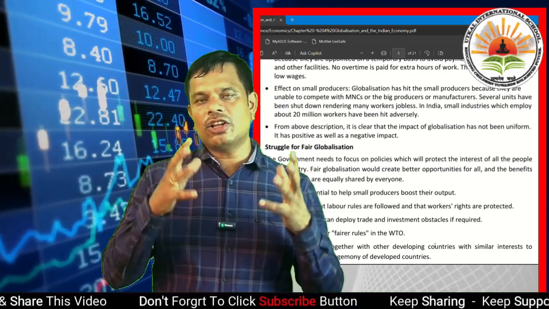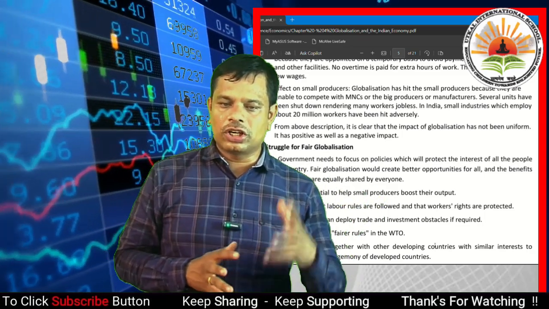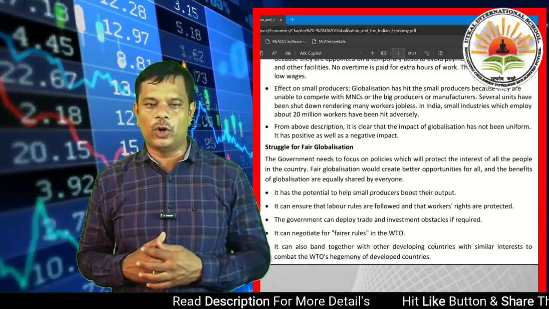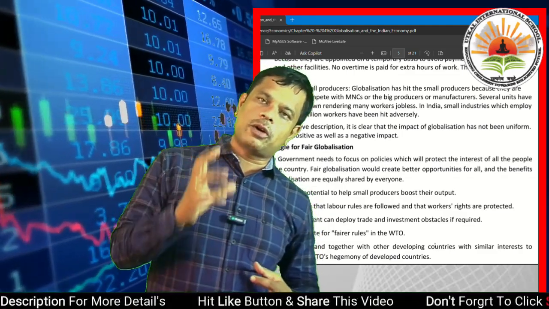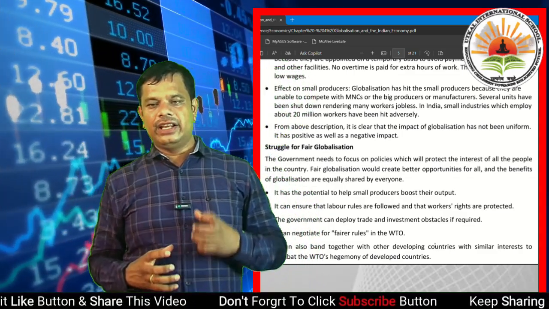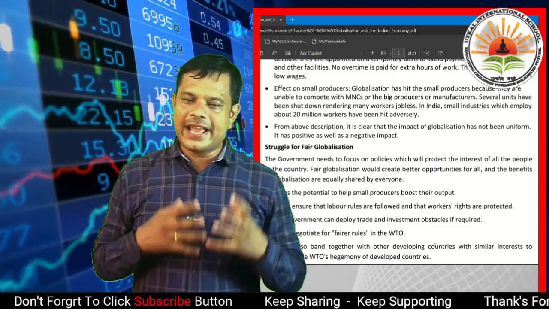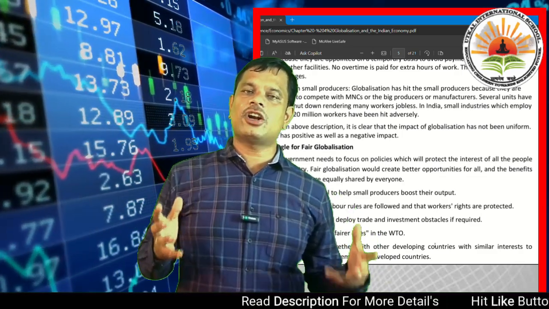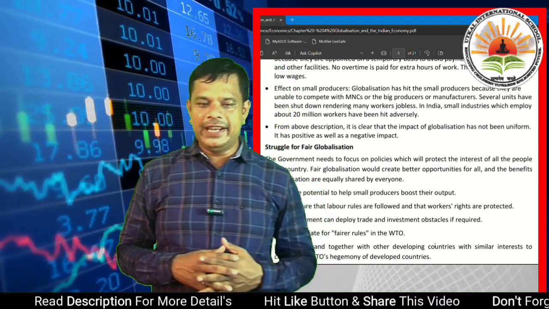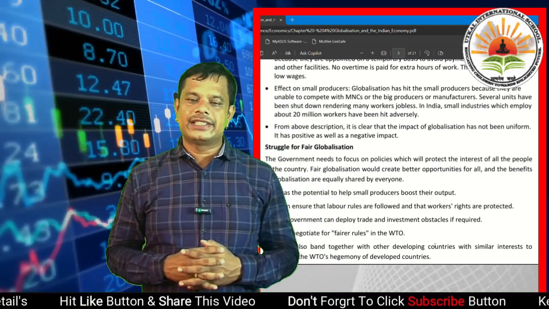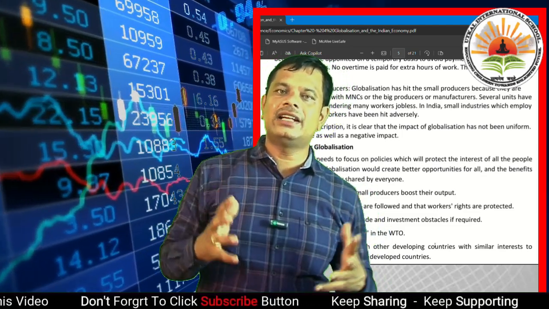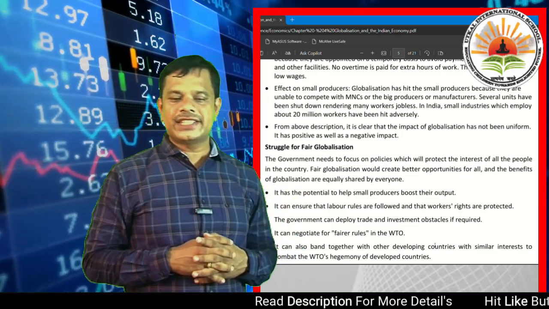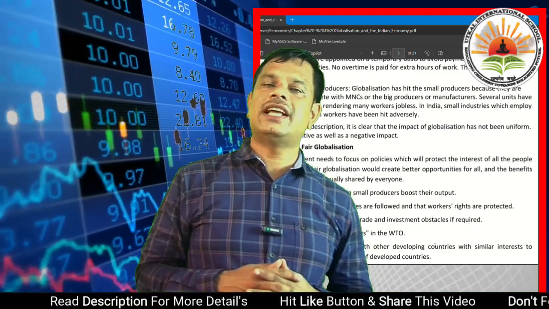Dear students, what are the requirements for fair globalization? The government needs to focus on policies which will protect the interest of the people in the country. First, the government makes policy in the interest of the people of the country. Fair globalization will create better opportunity for all, and its benefits will be shared equally by everyone. It also has the potential to help small producers boost their output.